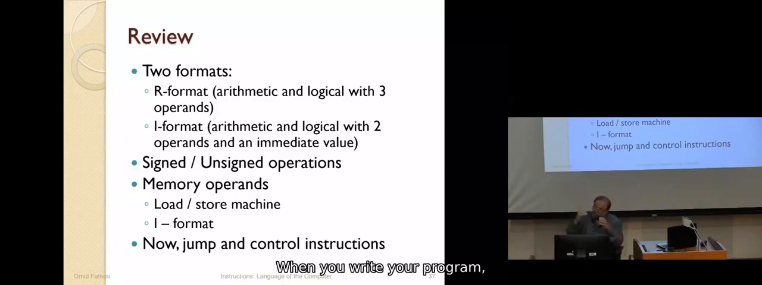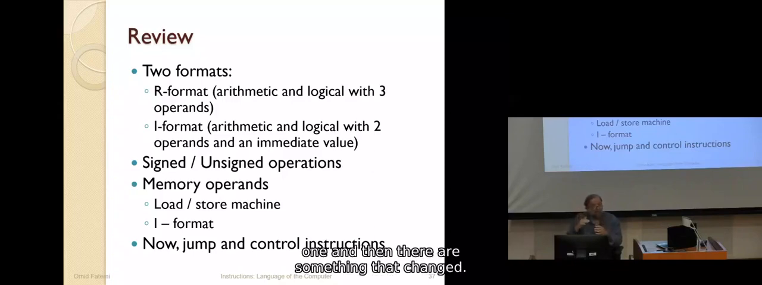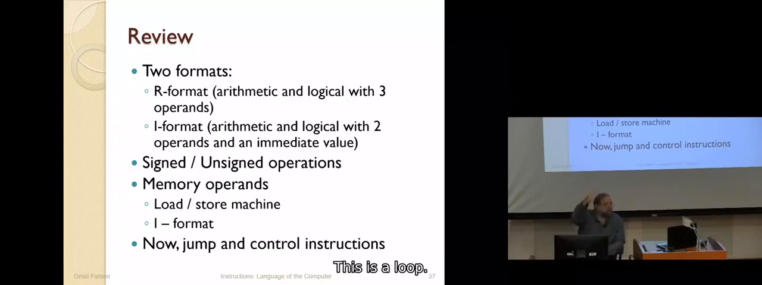When you write your program, there is something that you do one by one, and then there are things that change the typical path, like jump, go to, for example, a loop. You start something and then you go back. This is a loop. So these kinds of instructions control the execution path of the program. Now we look at these instructions.